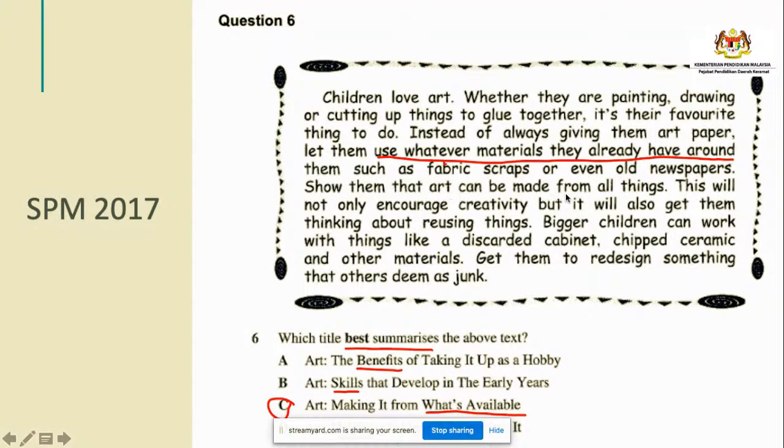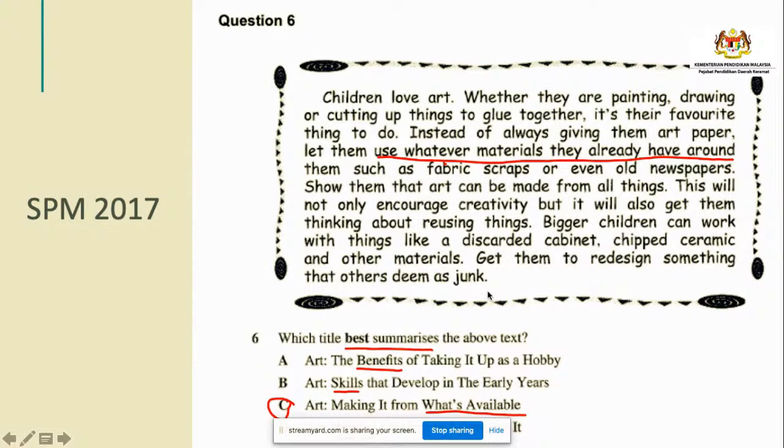Okay. Show them that art can be made from all things. Okay. Things will not only encourage creativity, but it will also get them thinking about reusing things. Bigger children and can work with things like a discarded cabinet. Dia kata kalau kanak-kanak yang lebih besar, boleh menggunakan pintu kabinet yang tercabut. Okay. Seramik yang pecah, lantai yang pecah ataupun apa-apa yang berkaitan. Get them to redesign something that others deem as junk. Dia kata, biarkan mereka mencipta sesuatu daripada sampah orang lain. Ha, itu maksudnya ayat dia ni. Okay.